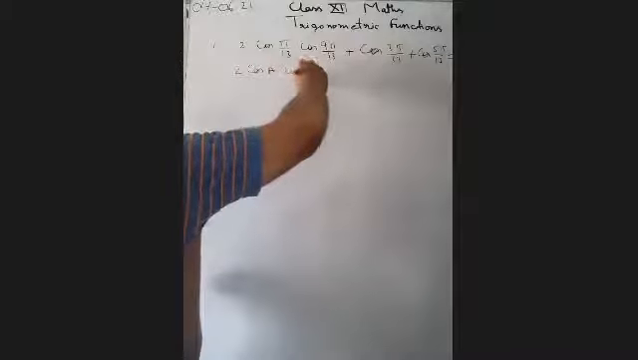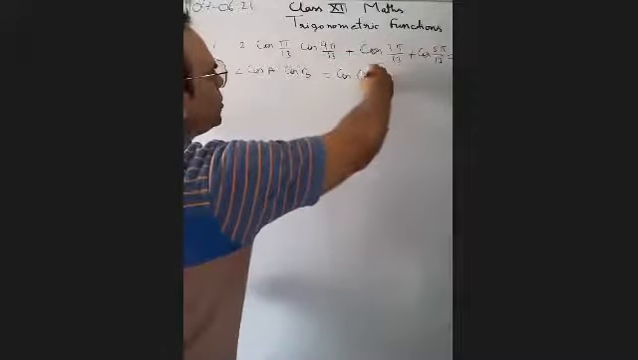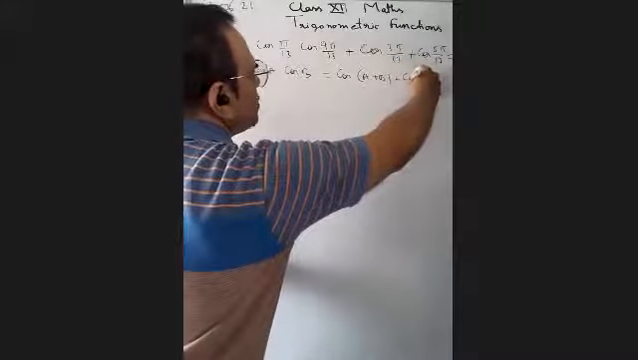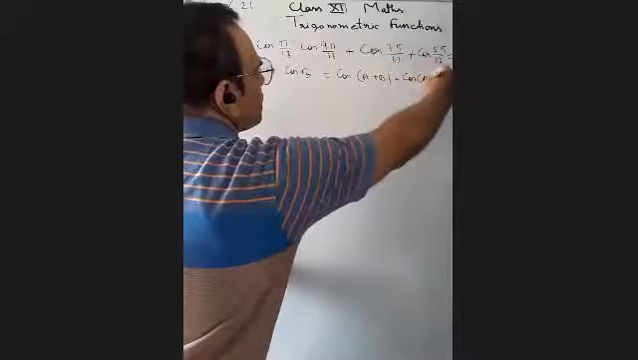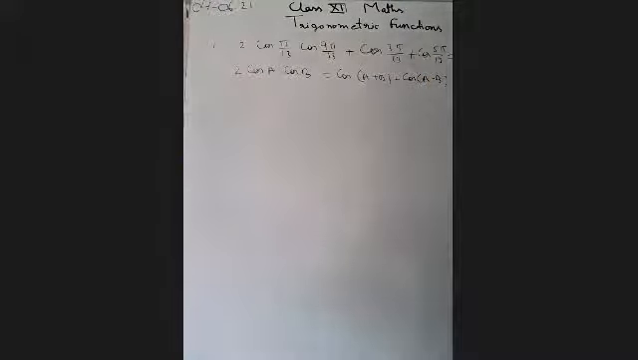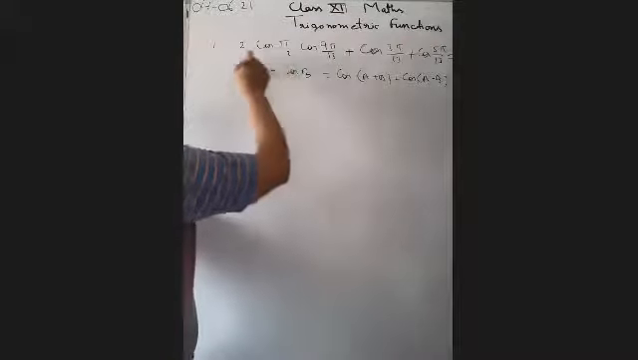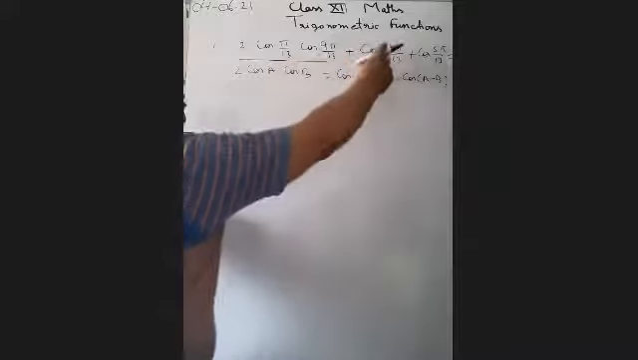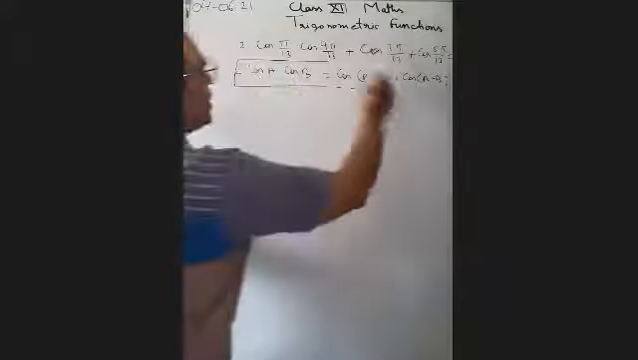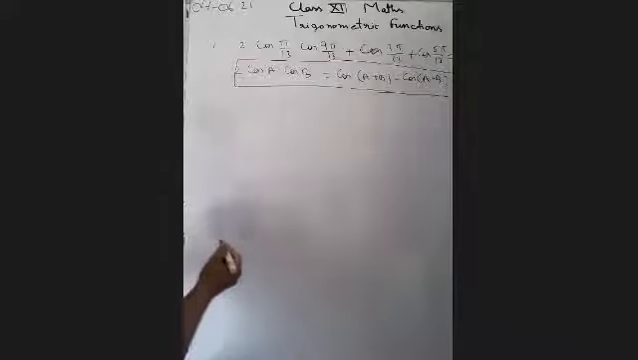2 cos A cos B is equal to cos A plus B plus cos A minus B. So you have to add both the angles and subtract them. We are applying this formula to this term only. These two terms we will write as they are. So this is written in a box because it is not part of the question. We are using this formula.